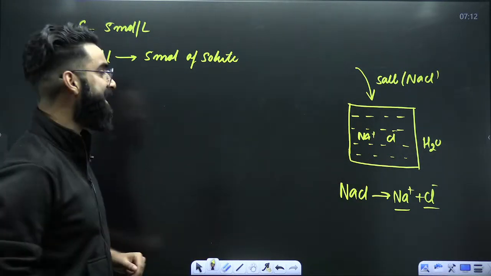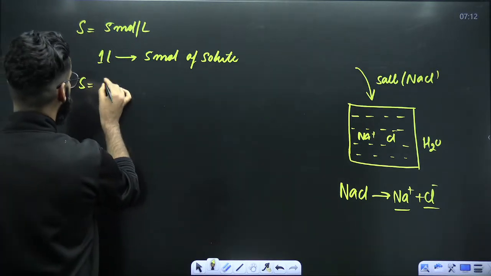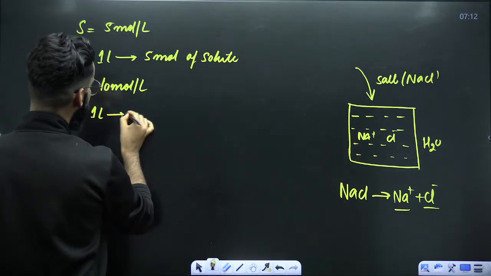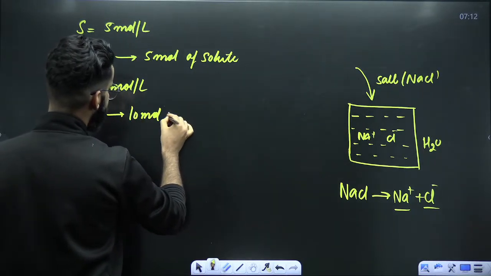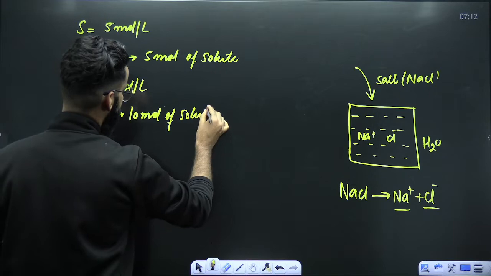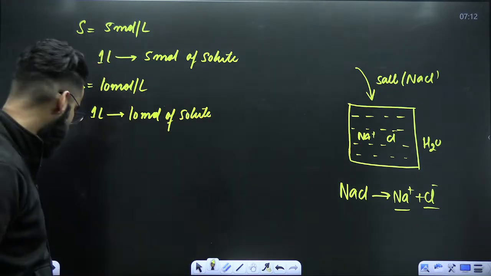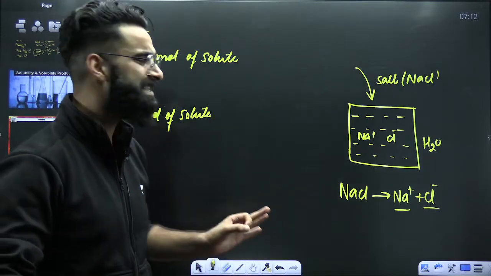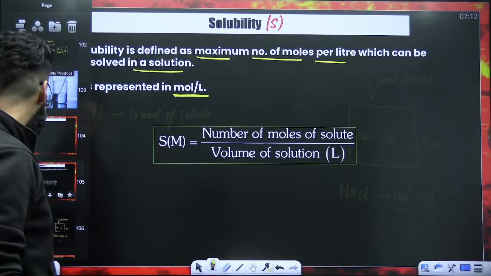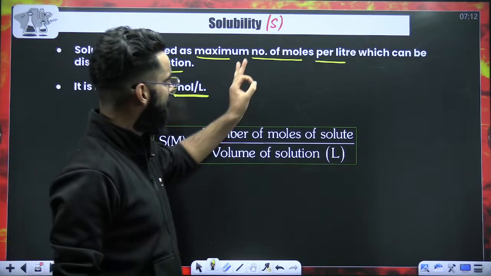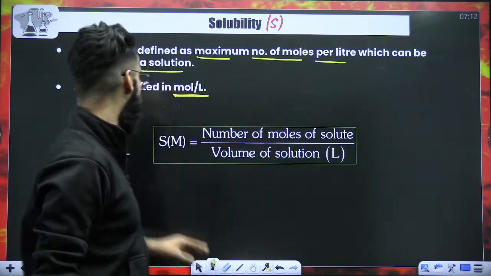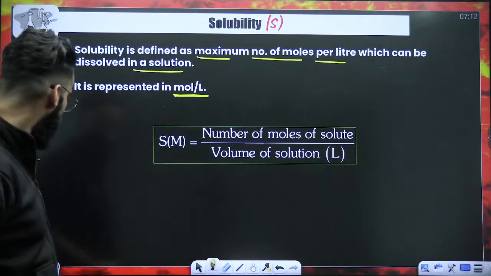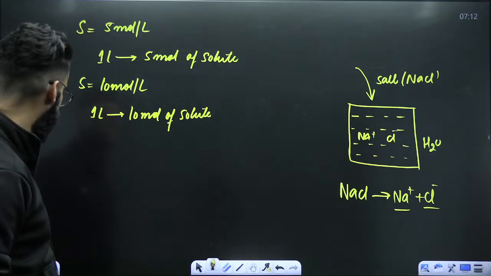If I say solubility of the salt is 10 moles per liter, what does that mean? That means in 1 liter of solution, there are 10 moles of solute present, right? I hope you got the idea of what the solubility is. Maximum moles of solute per liter which can be dissolved in the solution, that defines the solubility of the solution. Now, there are few things which you need to know.